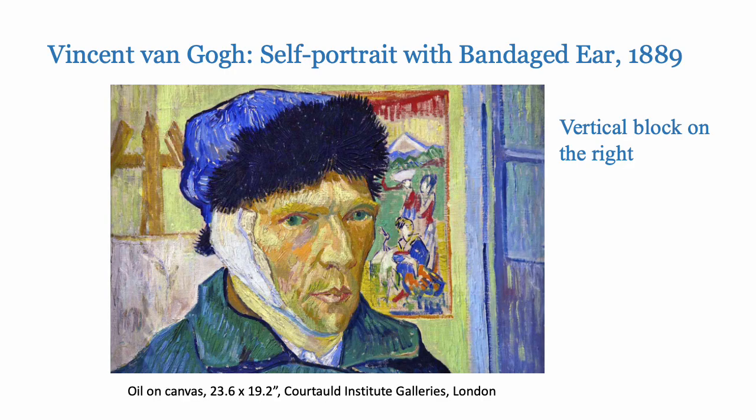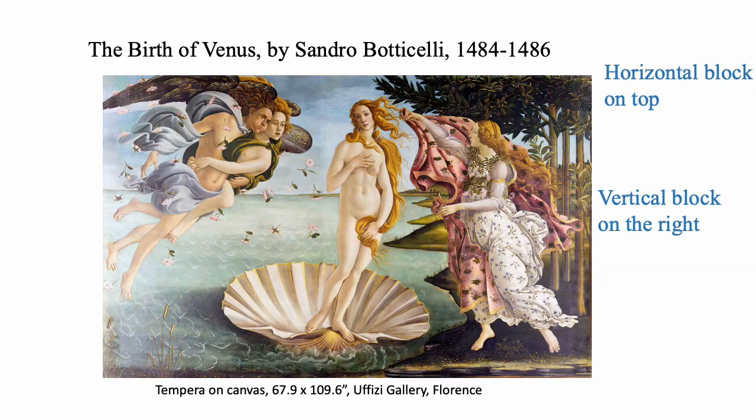In many paintings, we will see vertical blocks like this door that stops the eye from leaving the picture. But we don't want this vertical block to be in the middle of the picture because then it divides the picture in half. In this painting, we have several vertical blocks on the right and a partial horizontal block on top, forming a partial frame around the figures.